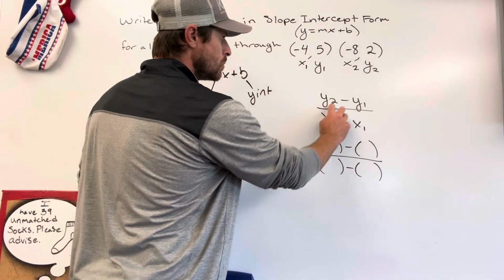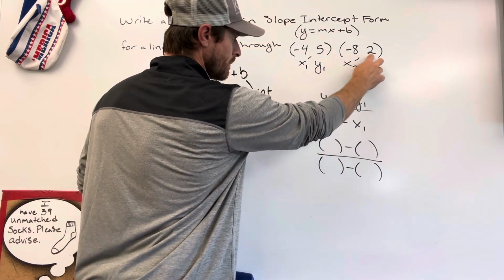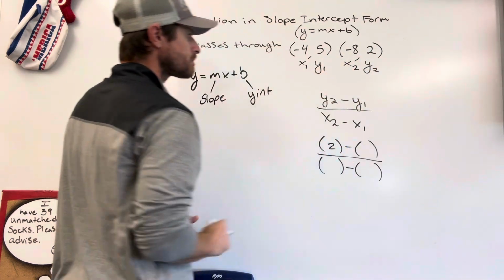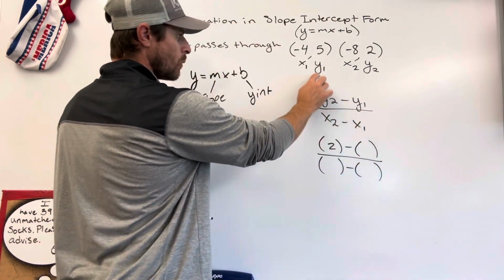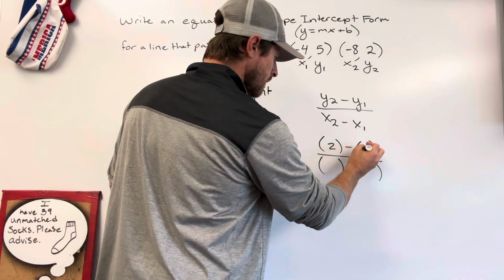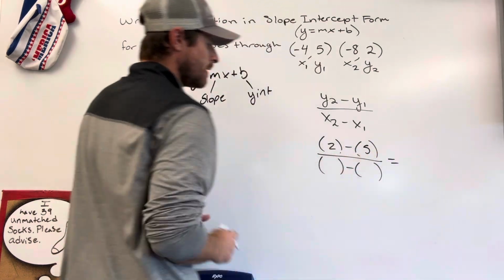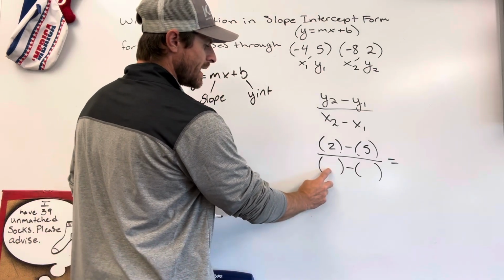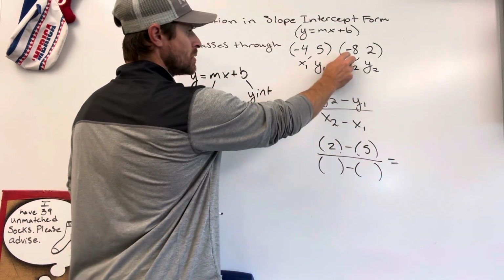So y2 is my second y value, so I'm going to put a 2 in there. y1 goes right here. My y1 is 5. So I got to figure out what 2 minus 5 is. That'll be my top number for my slope. And then I got to take my x2 minus my x1. x2 is -8.